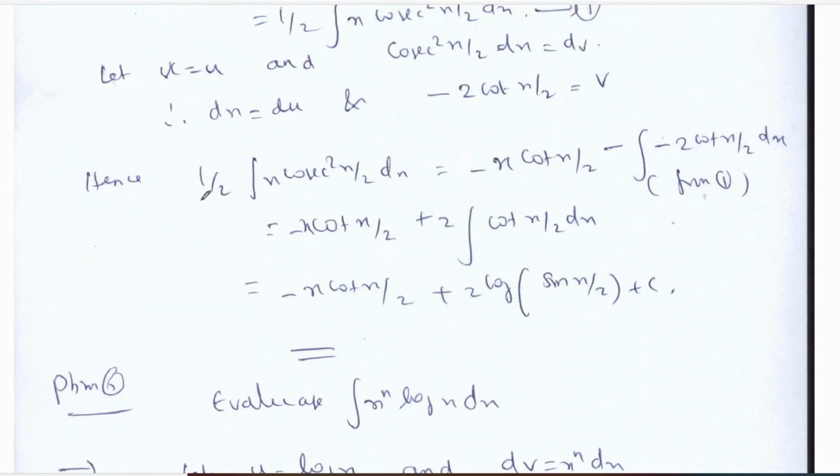Therefore, the given integral is uv minus integral v du. U is x, v is minus 2 cot x by 2, minus integral v du. Here minus 2 is a constant. Take it outside. Already we have minus, so plus 2 integral cot x by 2. The formula for integral cot x is log sine x by 2.